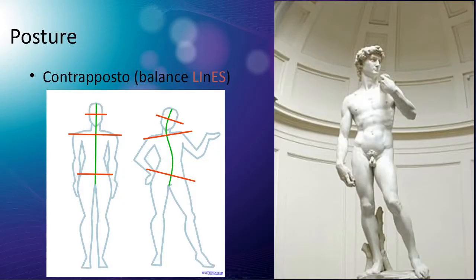Next, I want to talk about contrapposto, which is an Italian term that means something about balance. And oftentimes the human, because they have a weight to them, gravity affects them, humans try to be balanced. And sometimes, not very often, you will see humans standing with hips that are parallel to the ground and shoulders that are parallel to the ground.